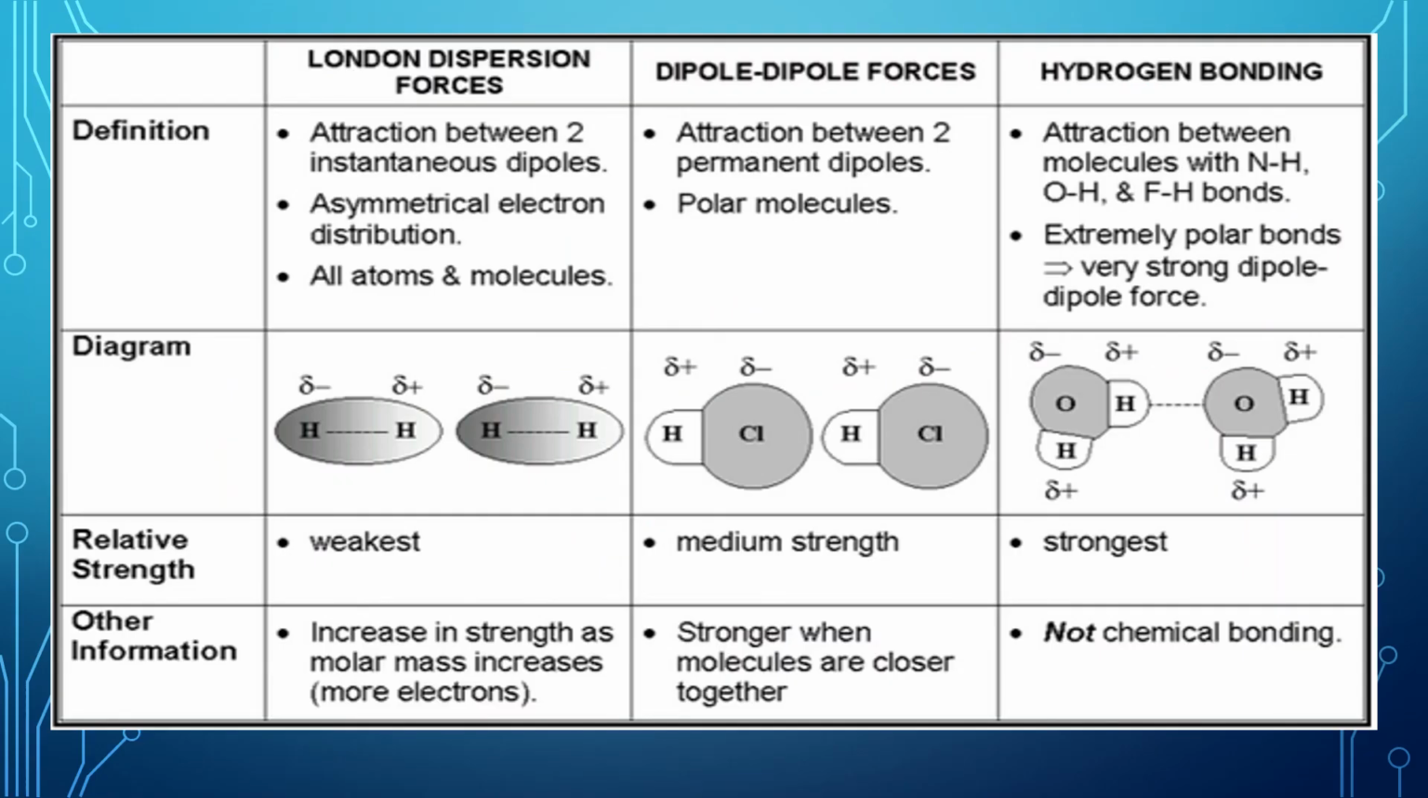Ayan po. So, for the last slide, makikita nyo rin po yan sa inyong module. So, yan yung pinagkakaiba-iba ng London dispersion, dipole, and hydrogen bonding. So, ito yung sinasabi kong induce, nagkakaroon ng induce. Ito naman yung partial charges. And this one is yung merong presence of hydrogen and oxygen and chlorine.